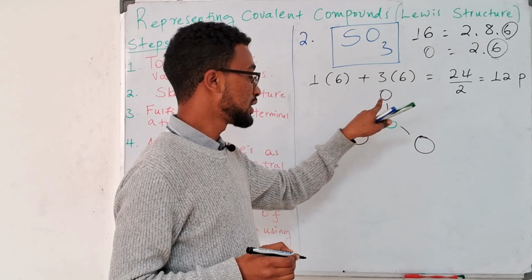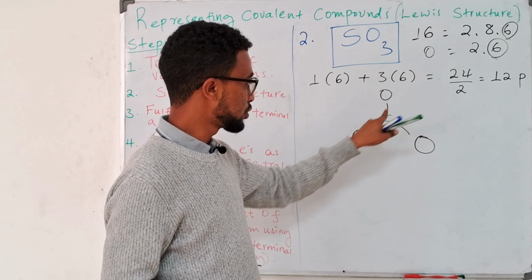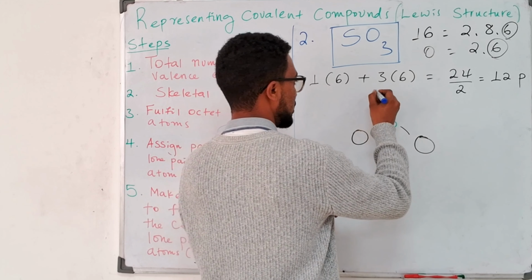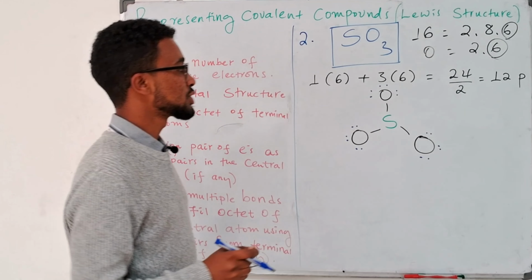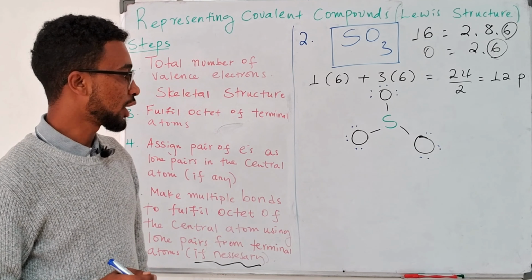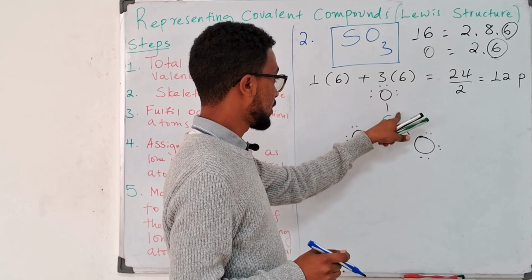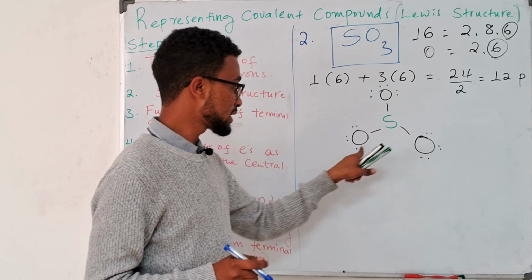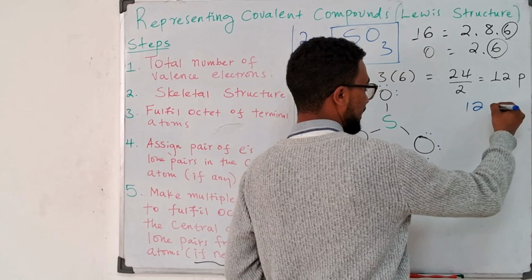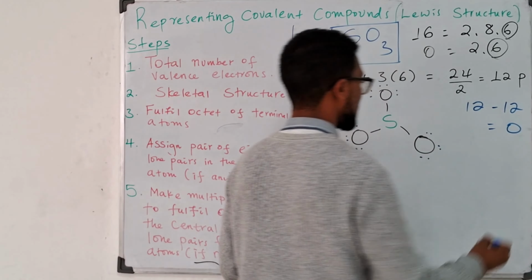Oxygen needs 8 electrons in its last shell to become stable. As you can see, it only has 2 electrons. So I'm going to add 6 electrons to oxygen: 1, 2, 3, 4, 5, 6. Now let's check how many pairs of electrons we have used. In the first bond, we have used 4 pairs. The second bond, 4 pairs. Again, 4. So totally we had 12 pairs, and we have used 12 pairs. So there is no lone pair of electrons around sulfur.